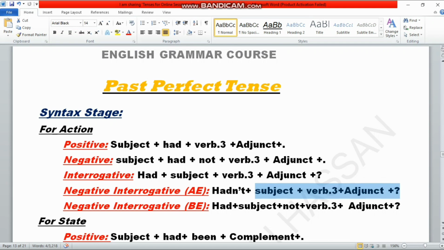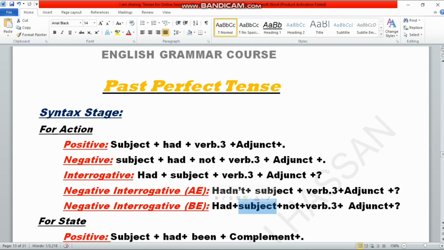For example, I'll take the example I just used earlier. Hamza had played cricket. Hamza had not played cricket. Had Hamza played cricket? Hadn't Hamza played cricket? And in British English, they prefer the formal structure, so they always prefer using not right after the subject of the sentence. So the sentence appears like, had Hamza not played cricket?